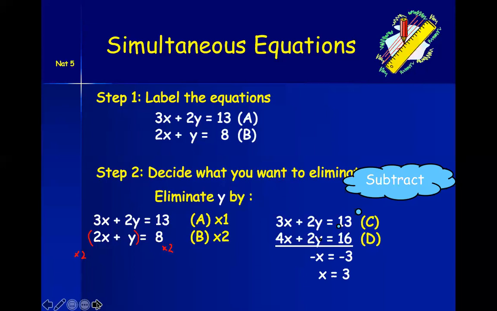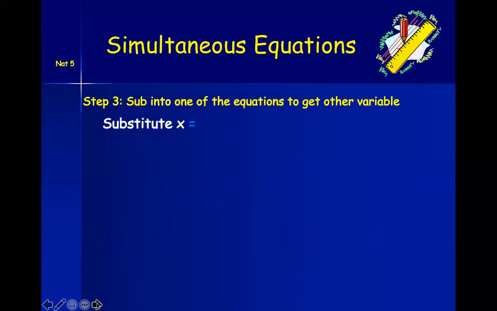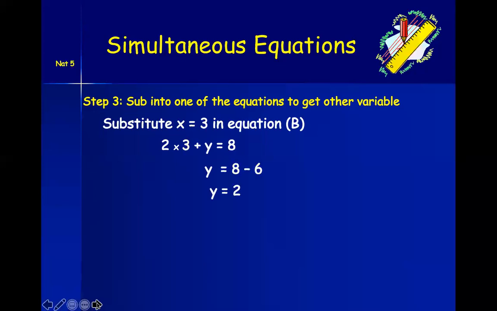So once we've got our first variable out of the way, we just sub it into the B equation. It was the easiest. We had only y there, so 2 times 3 is 6. 6 add on 2 is 8, then y equals 2. So you've got your solution. Your solution is x equals 3, y equals 2.